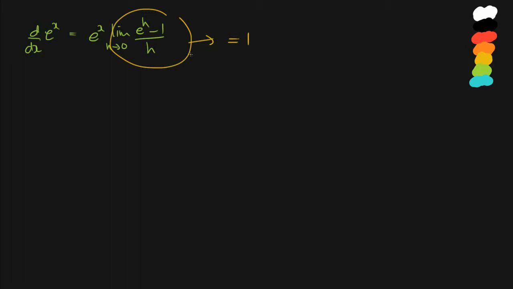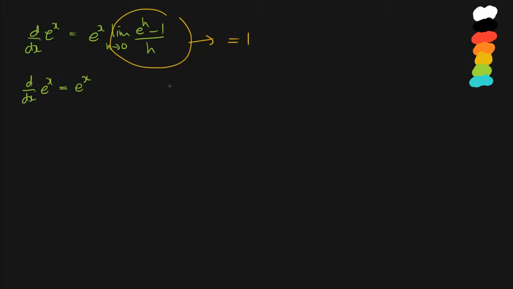Hey guys, in this video we're going to be doing some more things with e to the x. Just to recap from the last video, I basically said that the derivative of e to the x is e to the x times the limit as h goes to 0 of (e to the h minus 1) on h. And I basically said that e is the number such that this limit equals 1, and therefore that would mean that the derivative of e to the x equals e to the x.